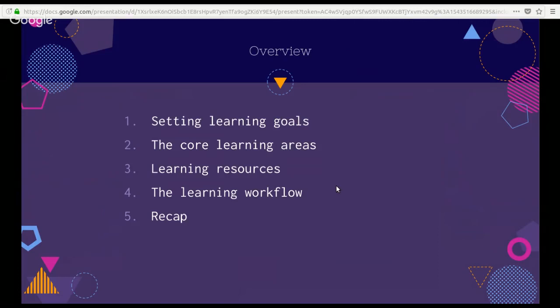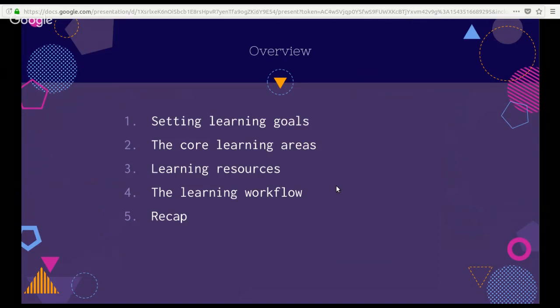So first of all, if you want to learn artificial intelligence, you have to decide what your goals are, what you really want to learn, and what things you want to pick up, because there are so many things you could do that it can feel overwhelming. So the first step is to set learning goals.